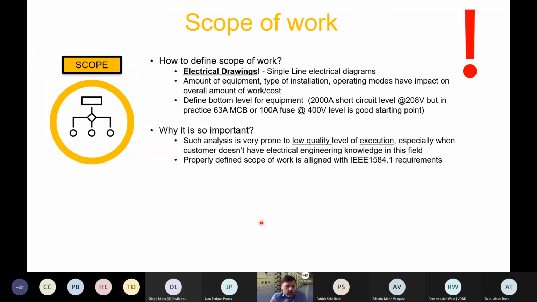So when we go about the scope of work, that was the goal for today. The scope of work, again, we define by checking electrical drawings. That's the best way. If you don't have them, you have to create them eventually somewhere during this process. We have to know the amount of installation and equipment to assess, where we finish. As a rule of thumb, we go down to 63 amp three-phase protection level as a starting point, which can always be extended. This is important because the scope of work is very prone to low quality of execution.